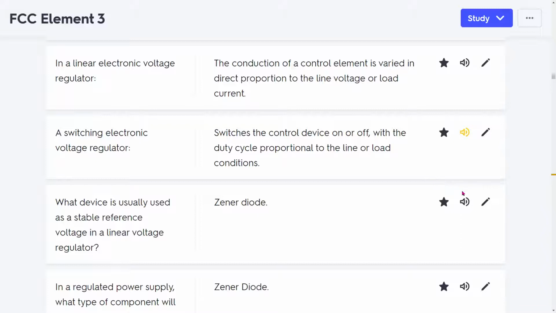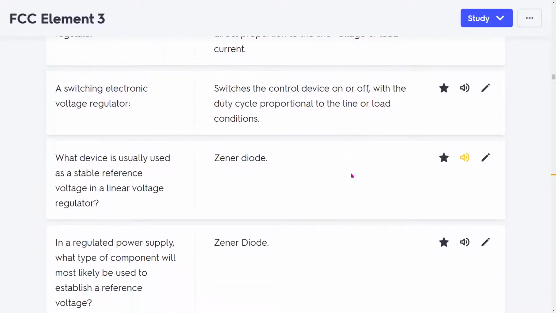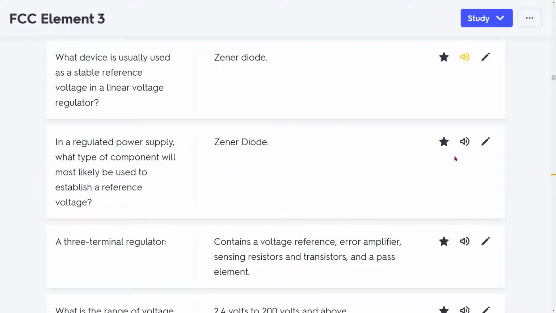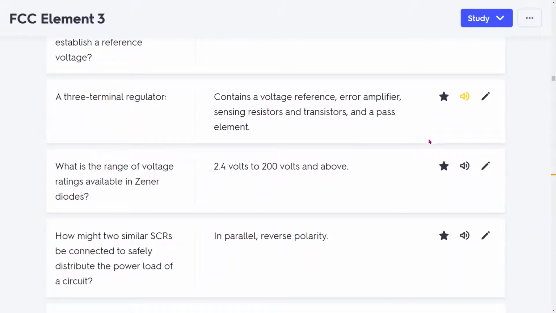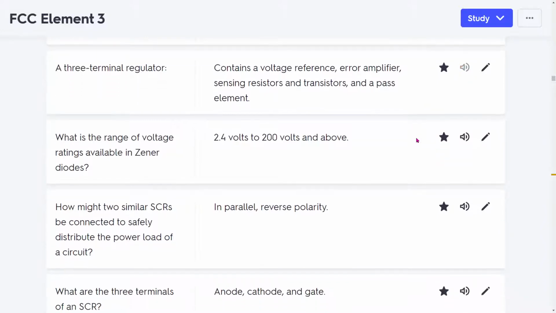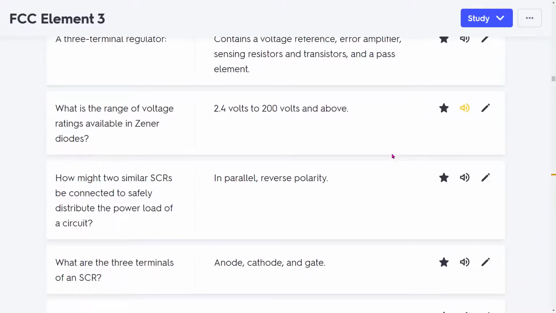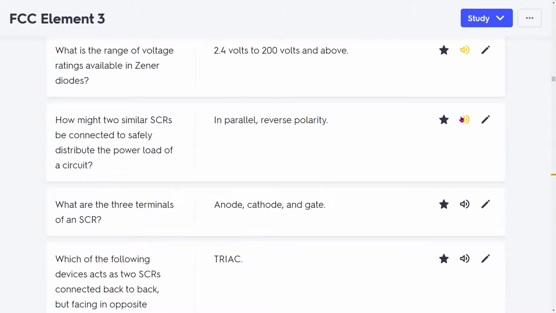What device is usually used as a stable reference voltage in a linear voltage regulator? Zener Diode. In a regulated power supply, what type of component will most likely be used to establish a reference voltage? Zener Diode. A 3-terminal regulator contains a voltage reference, error amplifier, sensing resistors and transistors, and a pass element. What is the range of voltage ratings available in Zener diodes? 2.4 volts to 200 volts and above.